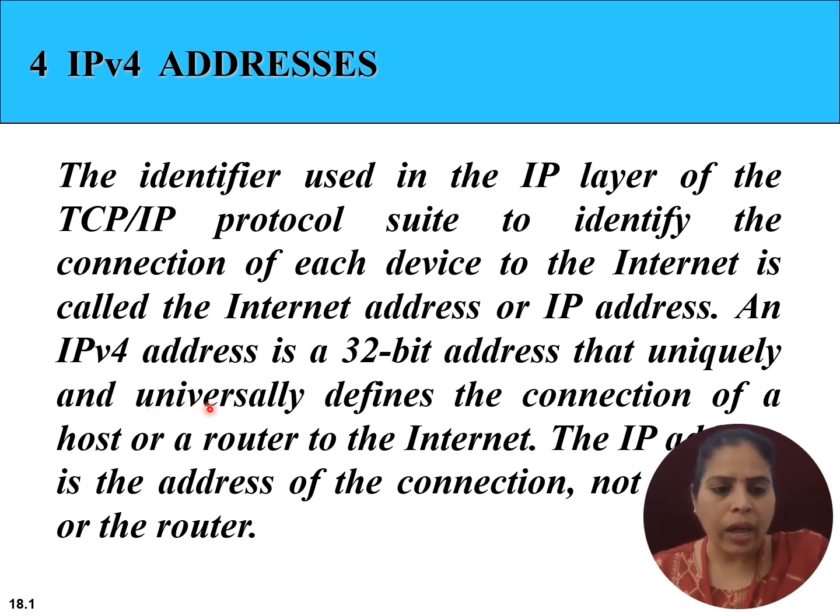So as compared to the TCP/IP model or the OSI model, we see that the internet layer or the network layer is a common layer, and that is the one layer that identifies each computer or node in a network uniquely. That's why it is also called a universal address, and it defines the connection of a host or a router to an internet. The IP address is the address of the connection, but it is not the actual address of the router or the node.